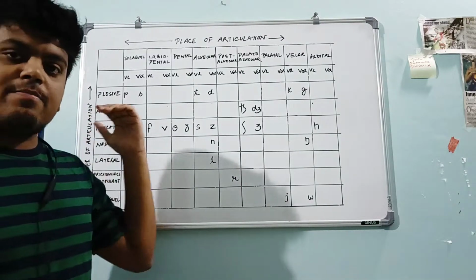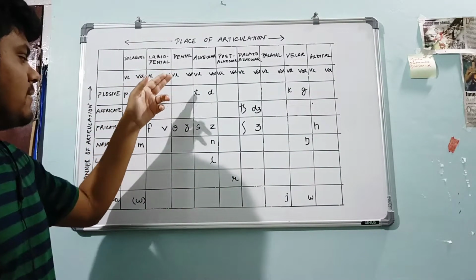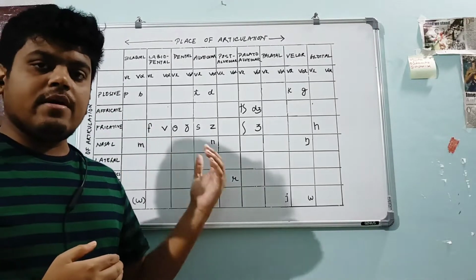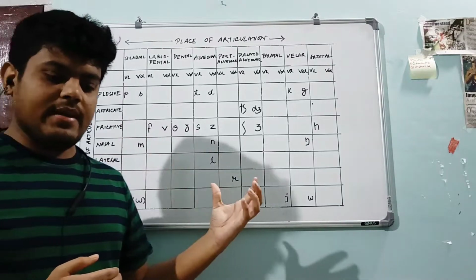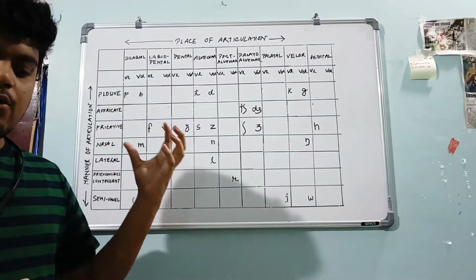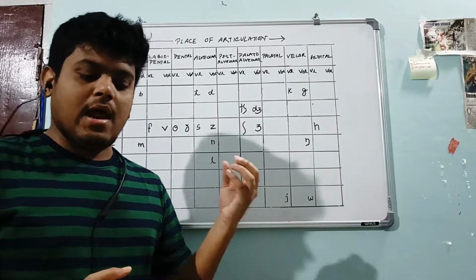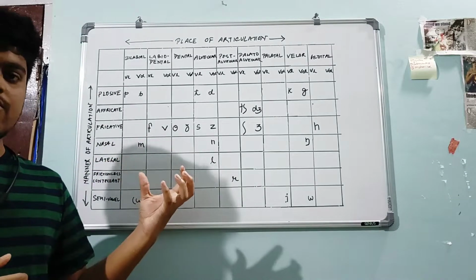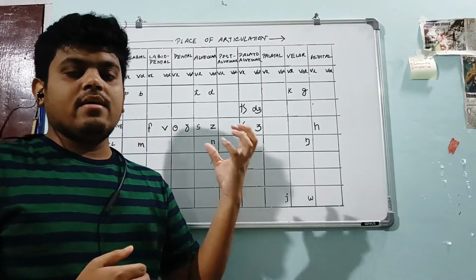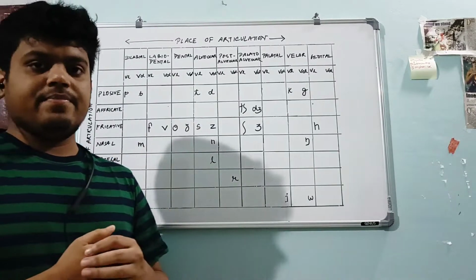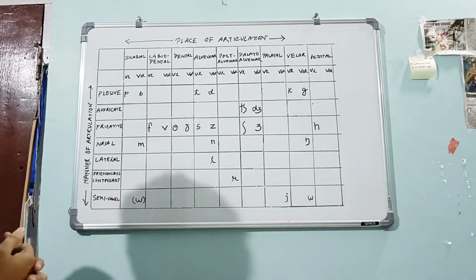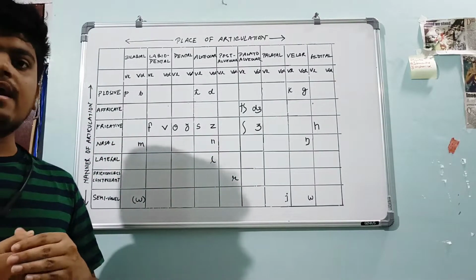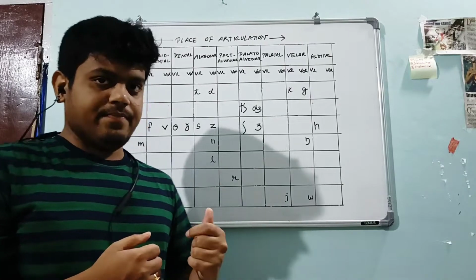Let us see the next place of articulation, labiodental. Fa, va. Whenever you are producing the sounds of labiodental, these are produced with the help of your lower lip and upper teeth. Fa, va. Try to produce these sounds and you will see that your lower lip is touched by the upper teeth. Then comes the next place of articulation, dental. Dental sounds are produced by the tip of the tongue and the upper front teeth.